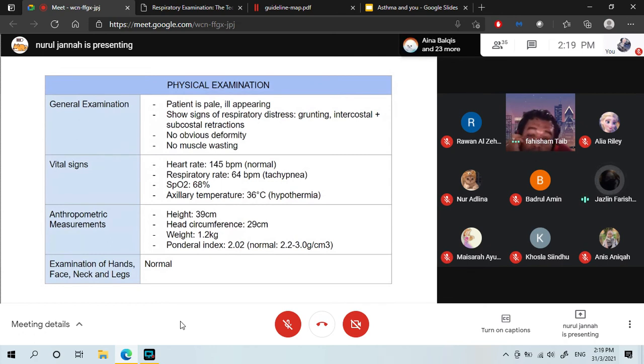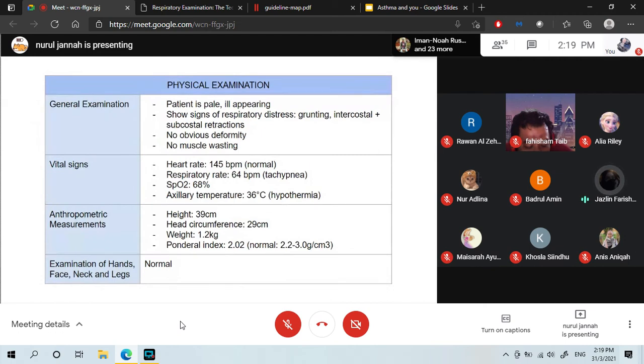They show signs of respiratory distress such as expiratory grunting, intercostal and subcostal retraction. There is no other obvious deformity seen and no muscle wasting. For the vital signs, the heart rate is 145 beats per minute, which is normal but higher than the average. The average will be 125 beats per minute for a newborn. Respiratory rate is 60 breaths per minute, which is tachypnea. The oxygen saturation for the patient is 68%, which is very low. Axillary temperature is 36 degrees, which is hypothermia.